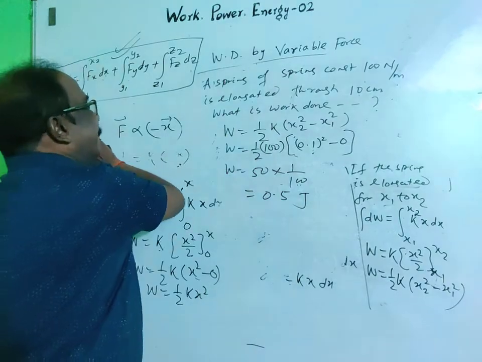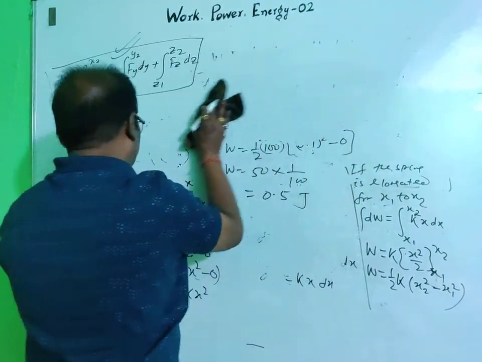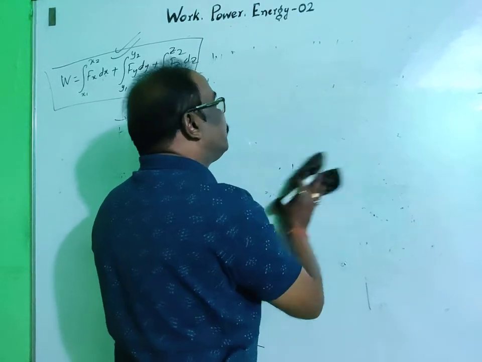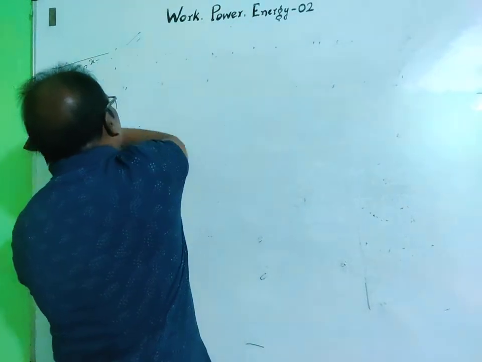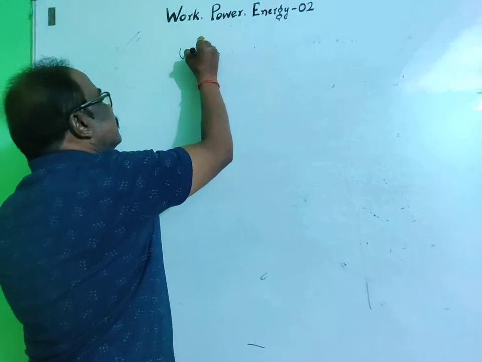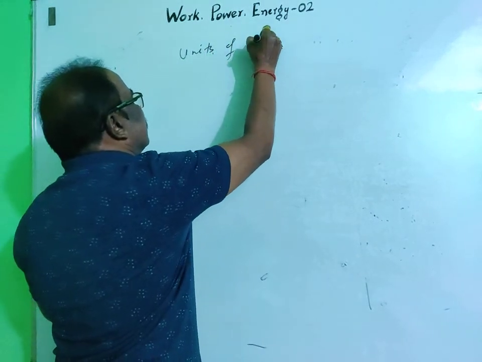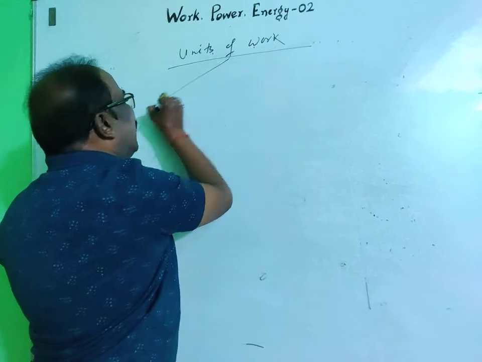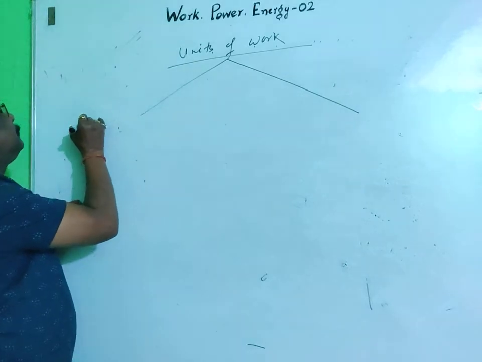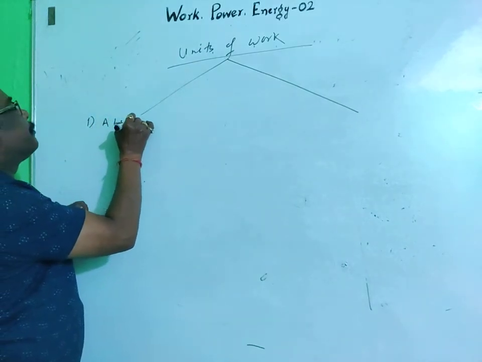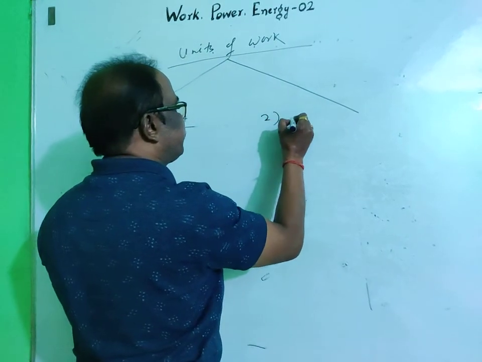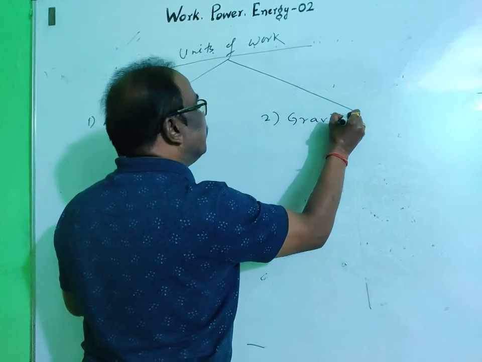Simpler questions, okay. Then finally we'll go to the unit system of work. This is also important. Units of work is divided into two types. First one, absolute unit. Next, gravitational unit.